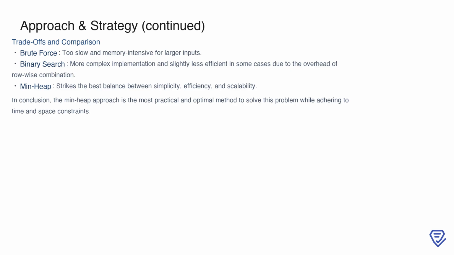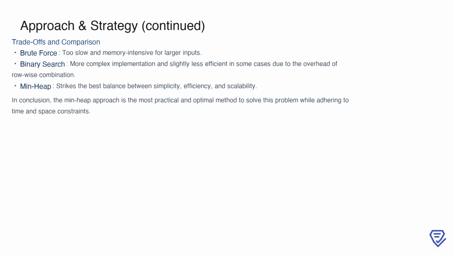When comparing the three approaches, we see clear trade-offs. The brute force method is straightforward but quickly becomes impractical due to its exponential time and space complexity. Binary search, while efficient in narrowing the range of possible sums, introduces additional complexity in implementation due to row-wise combinations and is slightly less efficient in some cases. The min-heap approach strikes the best balance between simplicity, efficiency, and scalability.